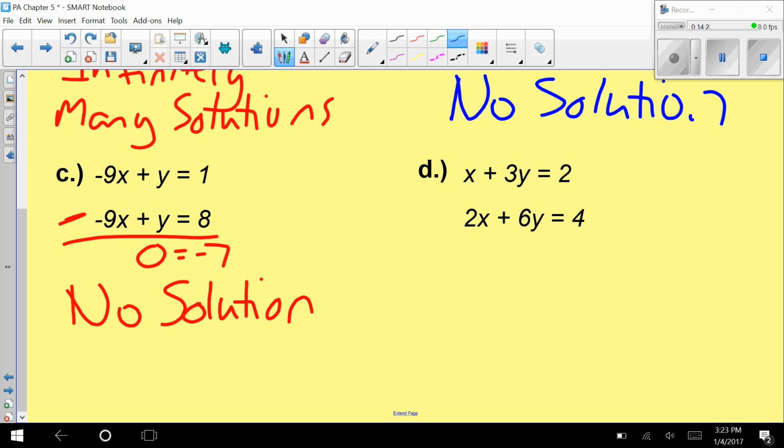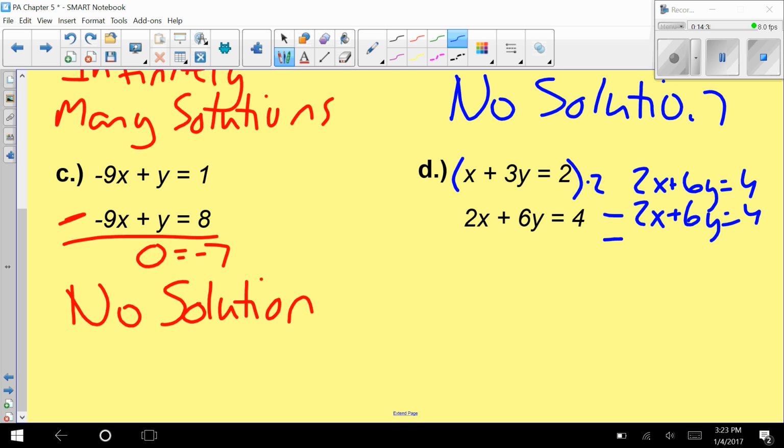And for the second one, we'll have to multiply the top equation by 2. We'll get 2x plus 6y equals 4. And 2x plus 6y equals 4. We'll subtract those two equations. 2x minus 2x is 0. 6y minus 6y is 0. 4 minus 4 is 0. That is infinitely many solutions.